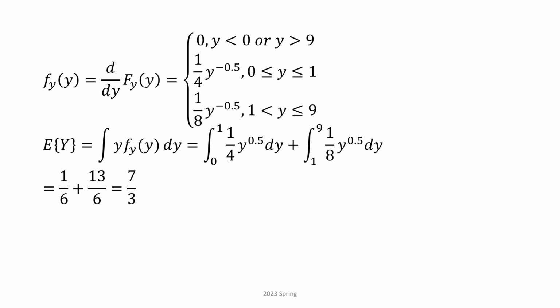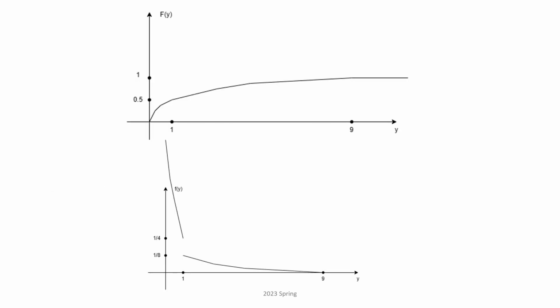The expectation of y equals the integral of y times little fy, and it equals 7/3. And we can draw the big Fy and little fy like these two images.